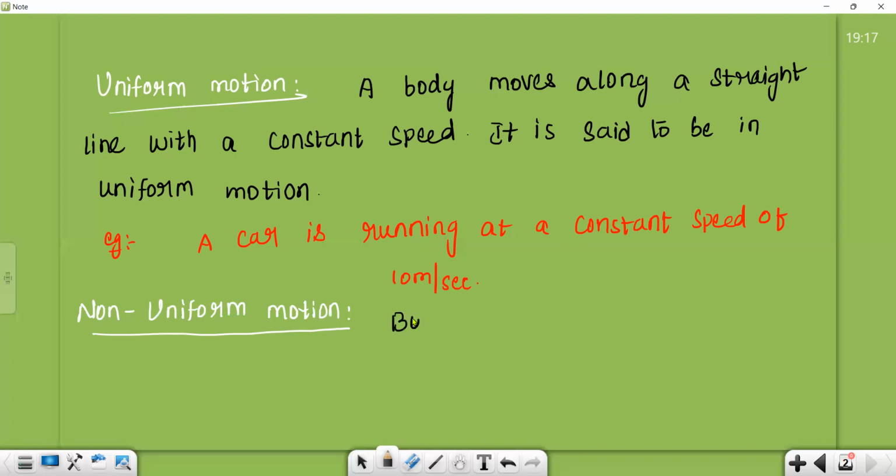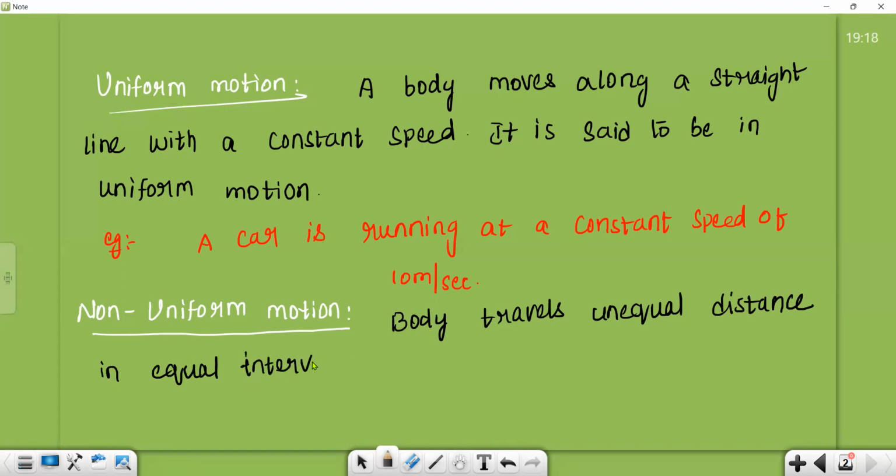Or else you can write, body travels unequal distance in equal intervals of time. So if you are considering every second or every minute, in the first minute it traveled some 50 meters, and in the second minute it traveled 100 meters. So for equal time intervals, it is traveling unequal distance in equal time intervals.